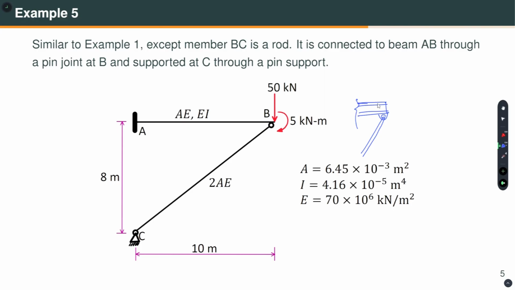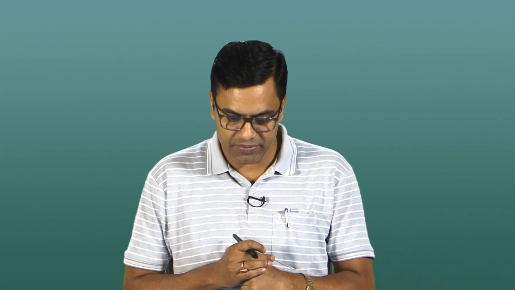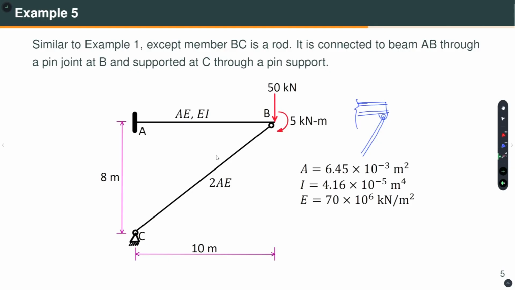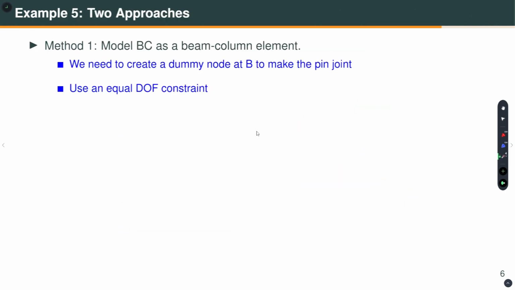So, how do I solve this problem? There are two approaches to solve this problem. One is, because we have now seen a truss, we have seen a frame. For a frame every node has 3 degrees of freedom, for a truss every node has 2 degrees of freedom. Now, here we have a mix. So, this element here is basically a truss element, because this is pinned, this is pinned, it is only an axially loaded member. So, how do I do this? I can use two approaches.